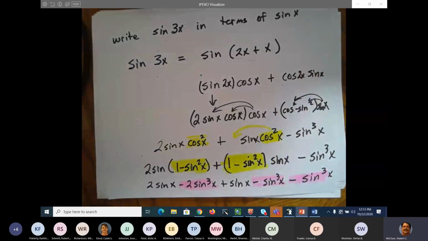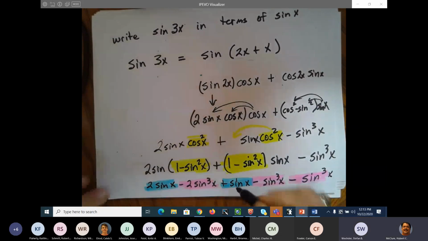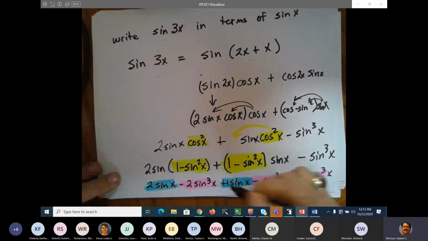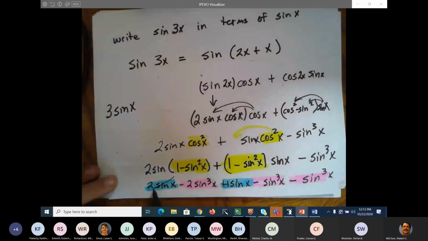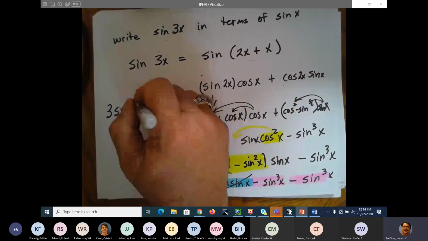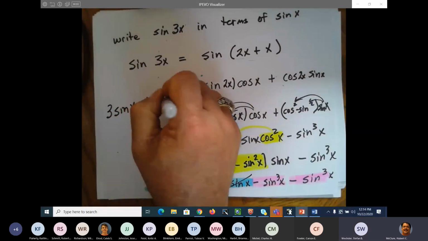And I'm going to take my orange. Let me take blue. And I'm going to highlight these two. So the blue, what is 2 plus 1? 3. 3 sine of x minus what? 4 sine cubed of x? Yes, sir.